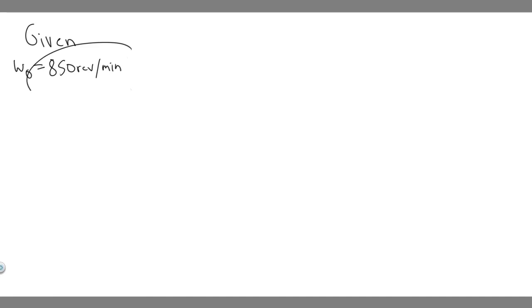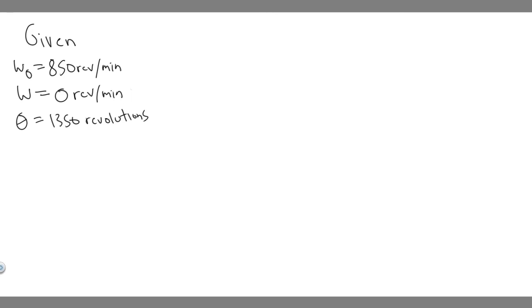So it starts at this, and then it's going to be turned off, and then it's going to go to rest, right? So they're telling us the final angular velocity is going to be 0 revolutions per minute, because it's going to start at this and then go to this. It turns 1,350 revolutions before it comes to a complete stop. So when they say revolutions, they're talking about theta, right? So it's going to be 1,350 revolutions. So it's going to be theta.